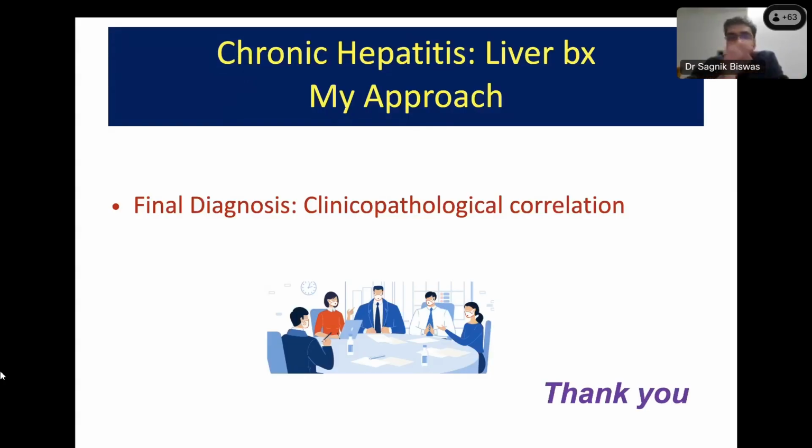Mostly we find it in patients who are undergoing hemodialysis because they're immunocompromised, so they cannot form antibodies against hepatitis C. So if you ever have a suspicion, I think you go for an HCV RNA. In most cases, you get an answer there rather than on a biopsy.